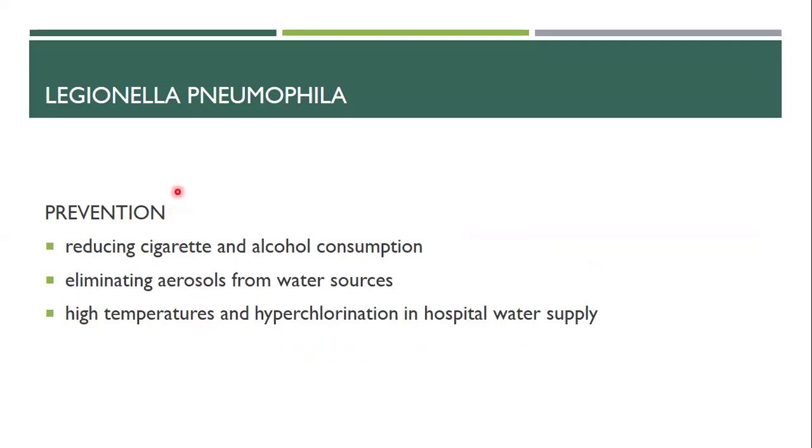And how do we prevent Legionella pneumophila infection? Through eliminating aerosols from water sources. We do this through putting filters in air conditioning units, and then we chlorinate the water supply. And we also reduce cigarette and alcohol consumption, which will actually impair your mucociliary function in the respiratory tract, thus making you prone to infection by these organisms.